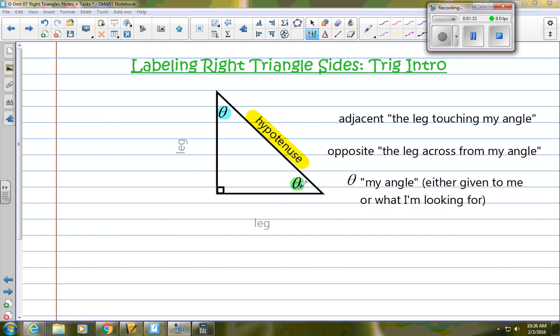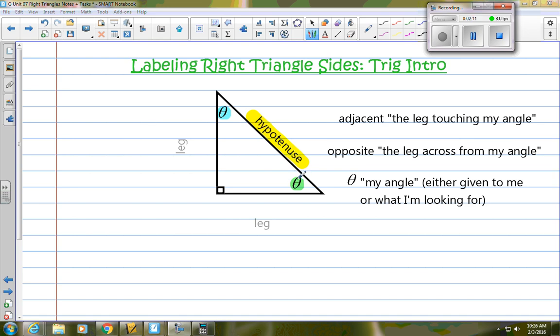So if I'm looking at my green angle down here, by the way, this symbol that looks like a slanted O with a line through it, this is called the Greek letter theta. We usually use it to symbolize an angle we don't know. It's just a variable, essentially. So theta is either the angle that's given to me that I'm going to use to find a missing side length, or it's going to be the angle that I'm looking for if I'm being asked to find an angle measurement. So you'll see theta, you'll also just see a regular x from time to time, it just depends.